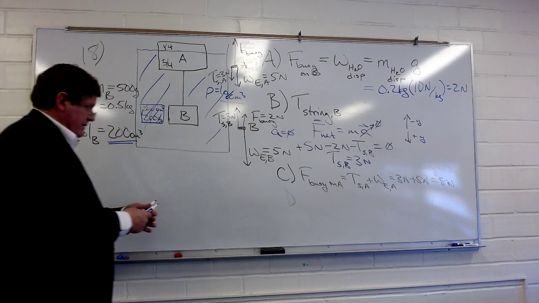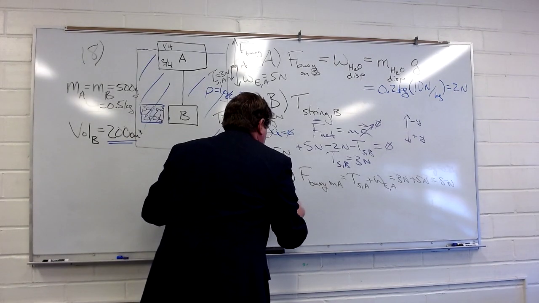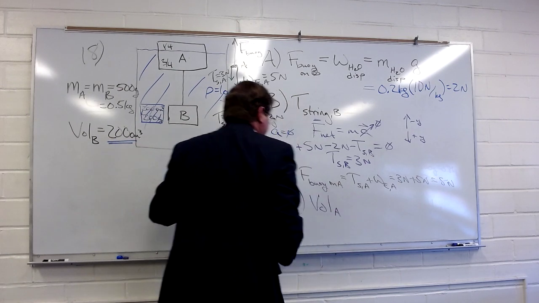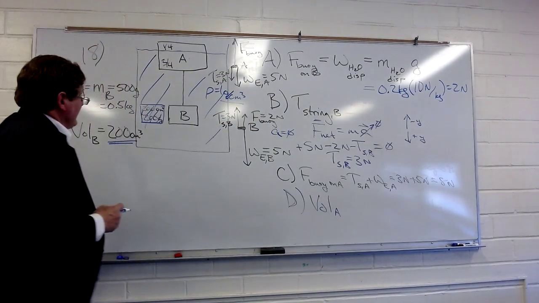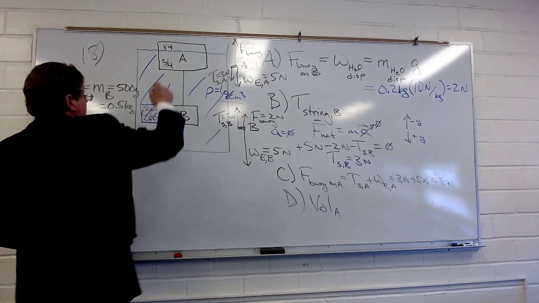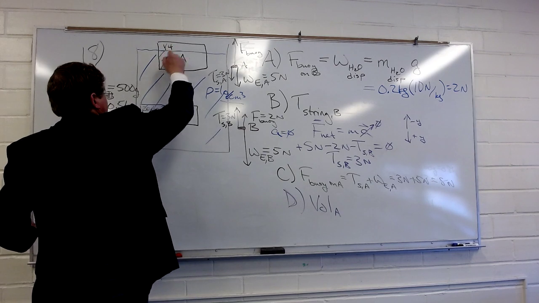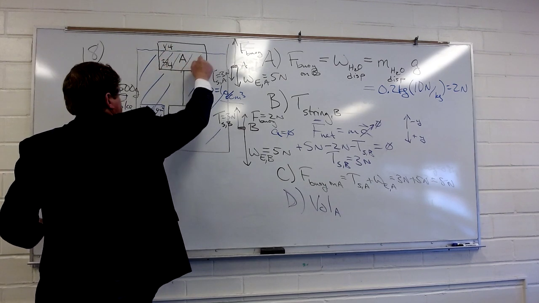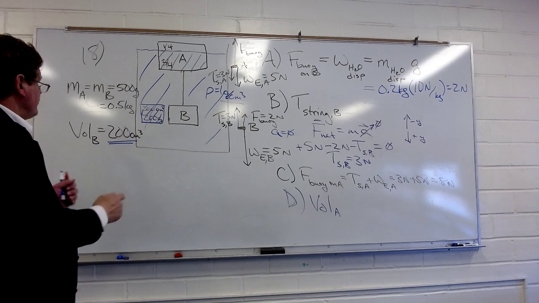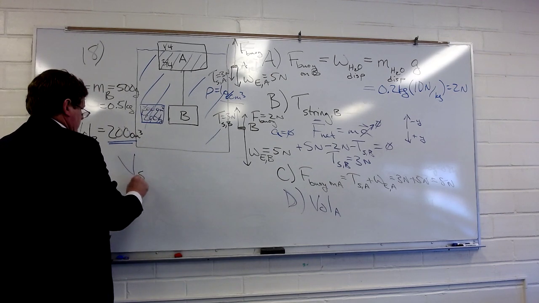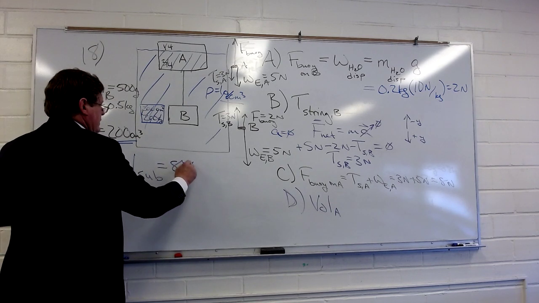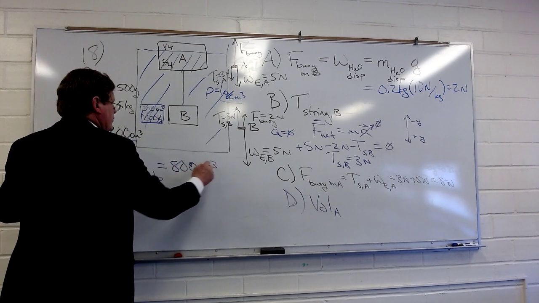Oh, we missed it. Okay. It's asking us for the volume of A. Well, I know that this part of block A, we'll call that the volume submerged, is equal to 800 centimeters cubed.